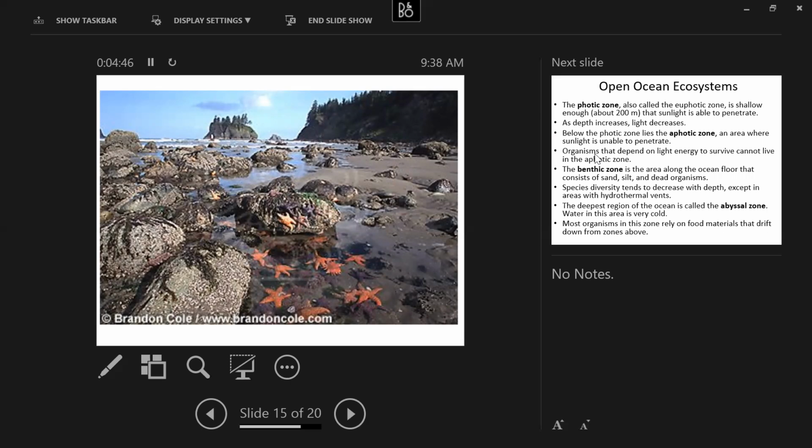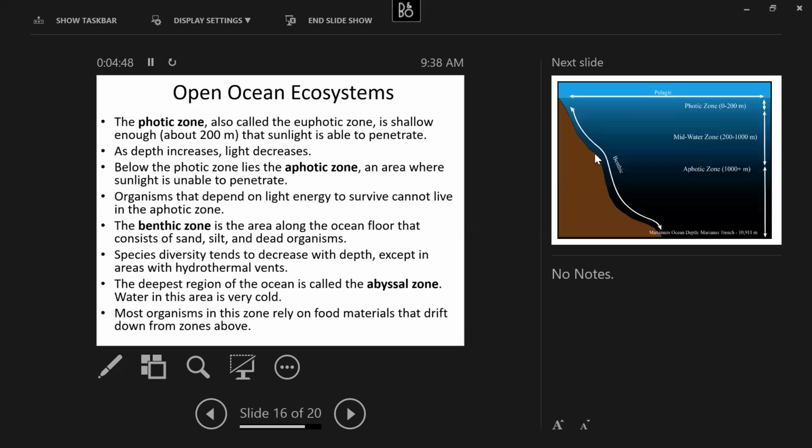If we look at an open ocean system, again, we have that photic zone and that aphotic zone, which I would like you to highlight both of those, please. So actually under the open ocean ecosystem, you're gonna highlight every other one, starting at the first one. So first, third, fifth, and seventh.